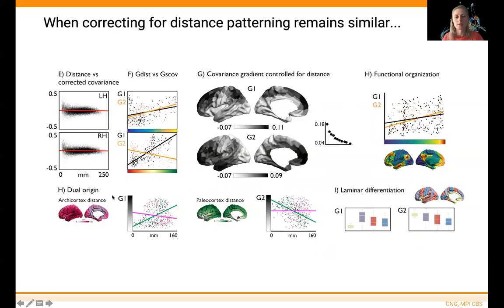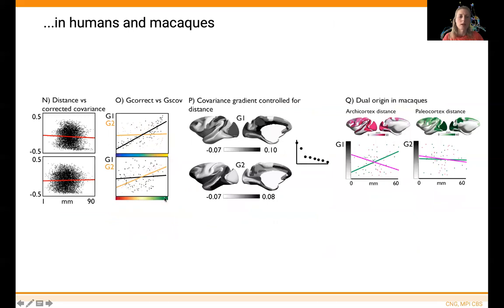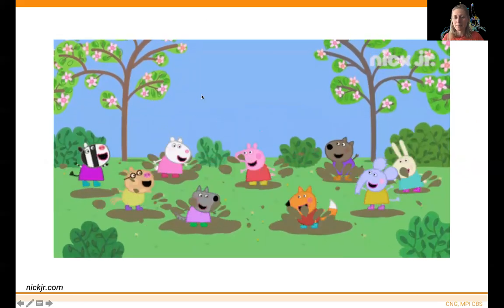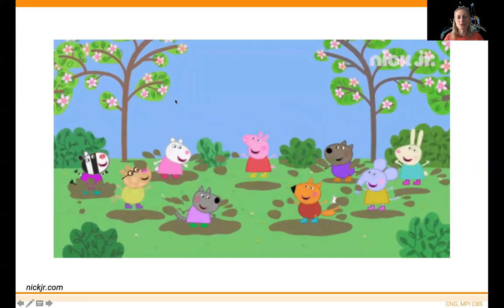Which is kind of nice, because even if you remove the distance organization, this functional hierarchy and this dual origin are still present in structural covariance. And the same was the case for macaques, and even a little bit clearer maybe, where you see a clear relationship to the archicortex and paleocortex distance in the first gradient, but not so much in the second. And you also see a clear correspondence between gradient 1 and gradient 2 and the non-corrected gradient 1 and gradient 2. So this is, I hope, a happy end to a very nice project.